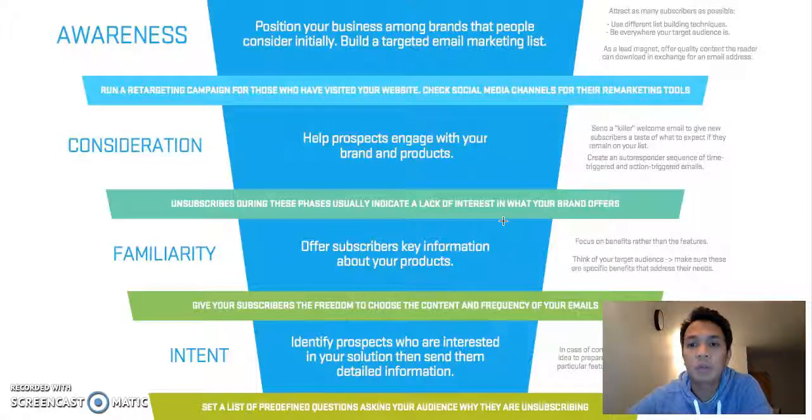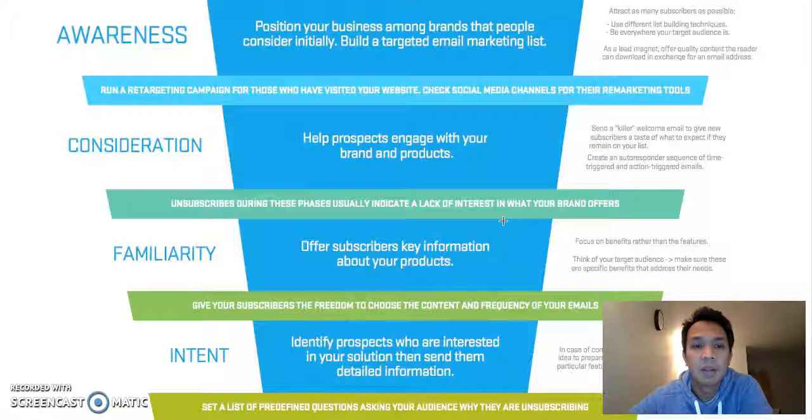So create an autoresponder sequence of time triggered and action triggered emails. So these are specific items to be delivered by an autoresponder. Unsubscribes during these phases usually indicate a lack of interest in what your brand offers. So make sure that you know, again, it will say here why people are unsubscribing to your list, and make sure that you capture that as well, not just subscriptions but unsubscribes as well.